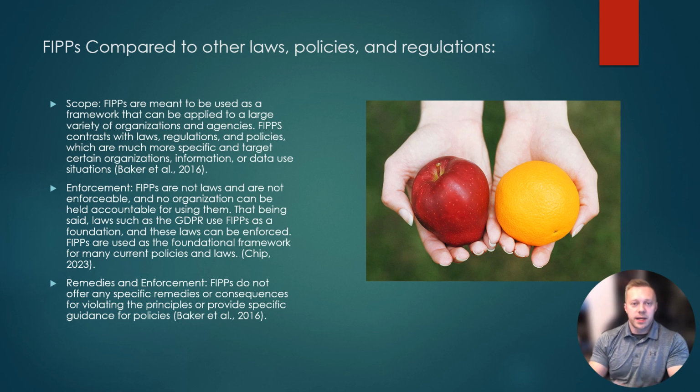So those are our 8 FIPPs principles. Let's talk about how FIPPs compares or contrasts to other laws, policies, and regulations. Scope. Basically, FIPPs is meant to be used as a framework that can be applied to a large variety of organizations and agencies. FIPPs contrasts with laws, regulations, and policies, which are much more specific and target certain organizations, types of information, or data use situations. So FIPPs is an overarching principle that can be applied in a lot of different situations as a high-level policy.